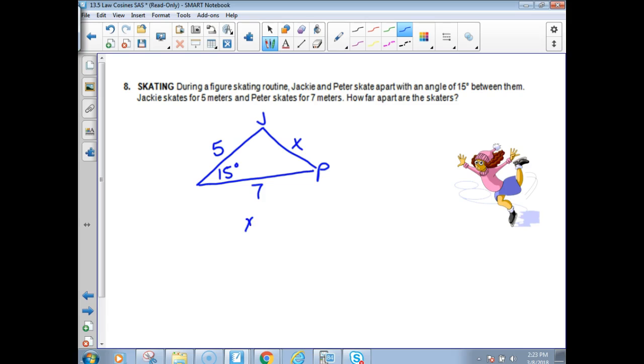Okay, so we do our law of cosines because we have two sides and the included angle. So x squared would equal 5 squared plus 7 squared minus 2 times 5 times 7 times the cosine of 15. All right, you guys finish that one off, and I will get ready for finding angles.